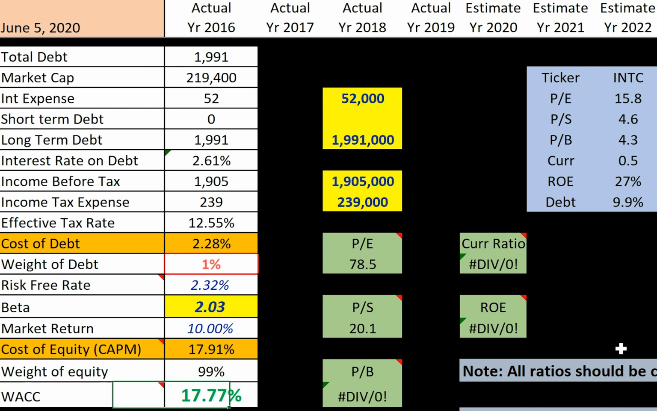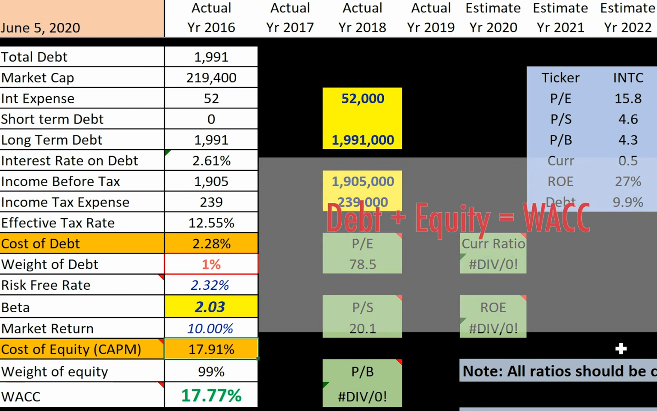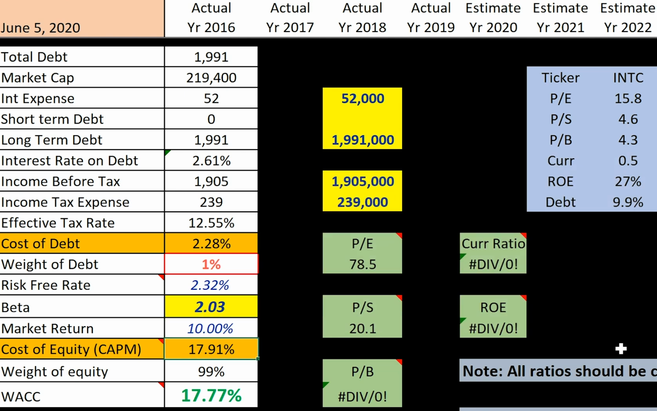So the WACC, the way we calculate it, is a blend of the cost of equity and the cost of debt. You can see the cost of equity is so high, it's almost 18%. The cost of debt is 2.3%, so much lower. Because debt is a lot safer than equity. Because in the event of a default, debt holders are paid before equity holders. And also debt holders get a guaranteed interest payment, where equity holders may get a dividend, they may not. So the WACC is what we're going to discount the cash flows by. It's about 18%.